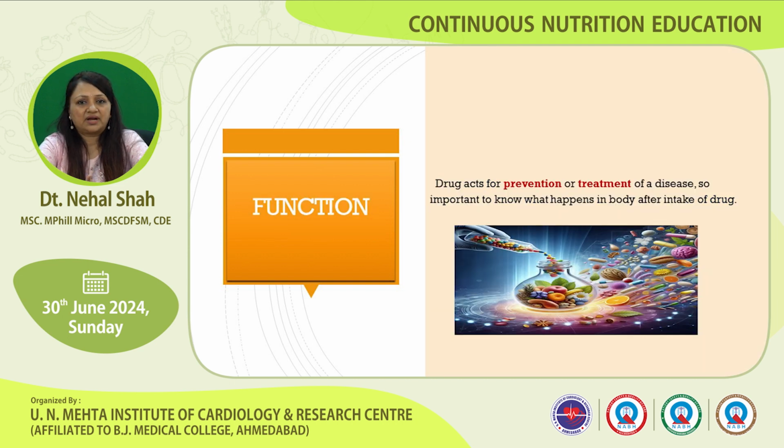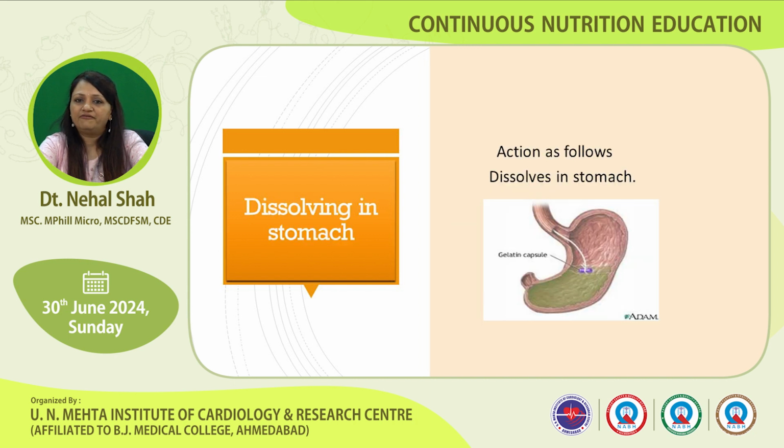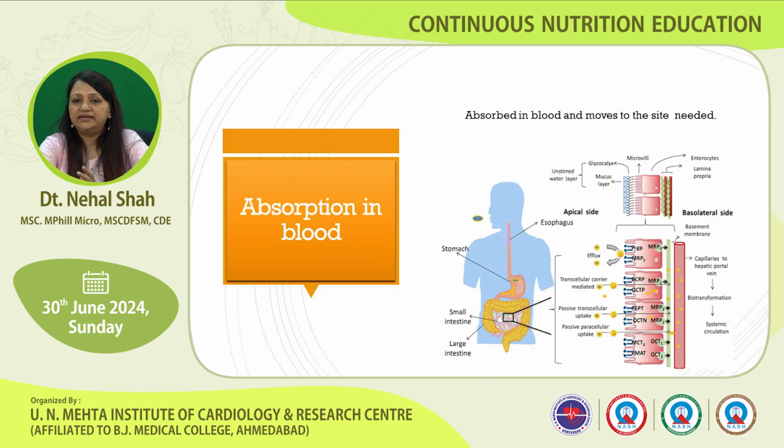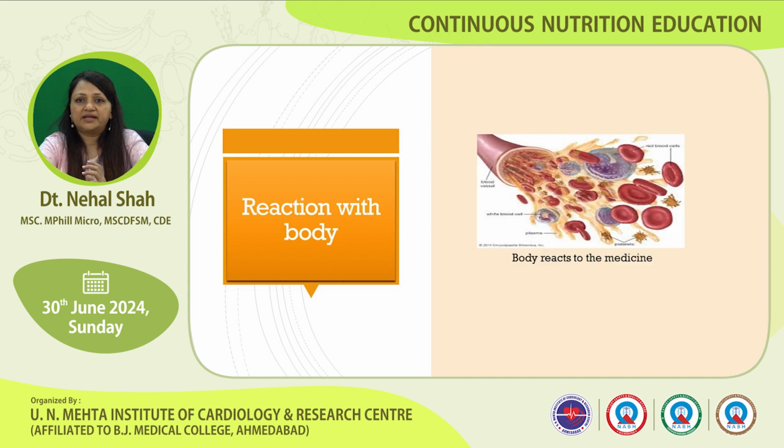Now, talking about the drug, as we said before, it is used for prevention or the treatment of the disease. So, what are the functions? And we should know what happens after we take the drug into the body. First of all, the first step is its dissolving in the stomach. It dissolves in the stomach and then from the stomach it passes to the intestine, and from there, from the villi, it gets absorbed into the blood, and then it reaches the site where its metabolism is needed. There the reaction of the body occurs with the medicine.